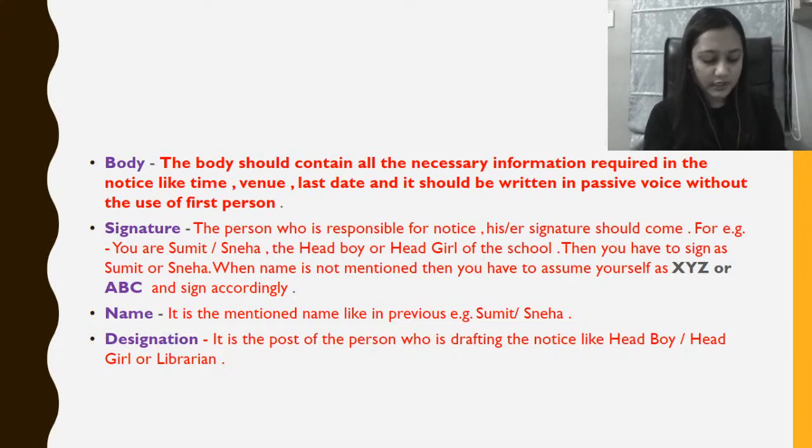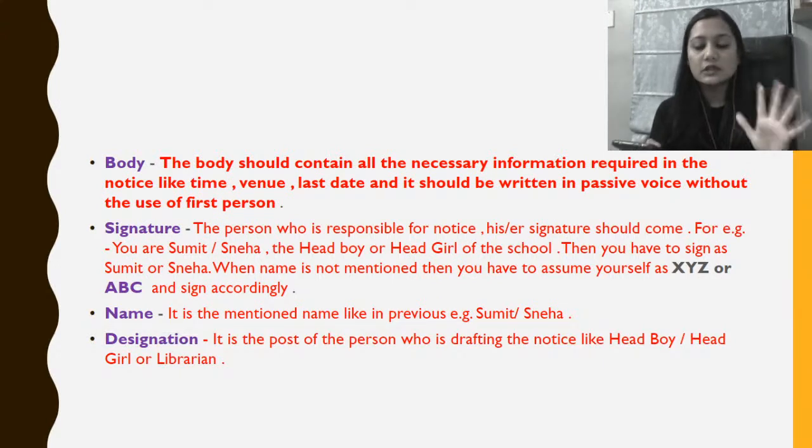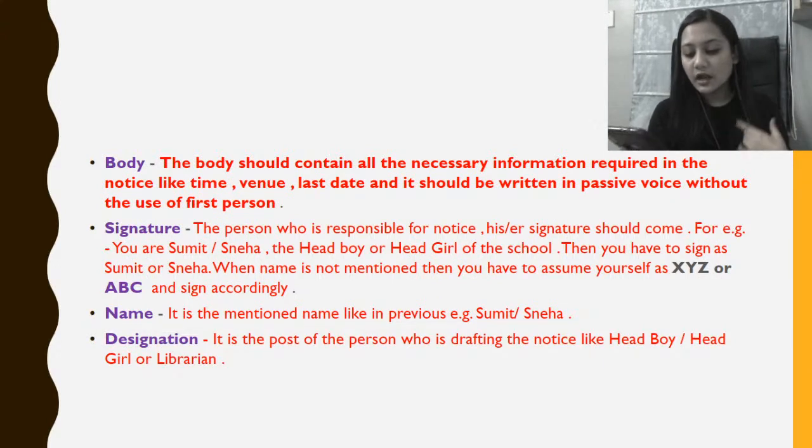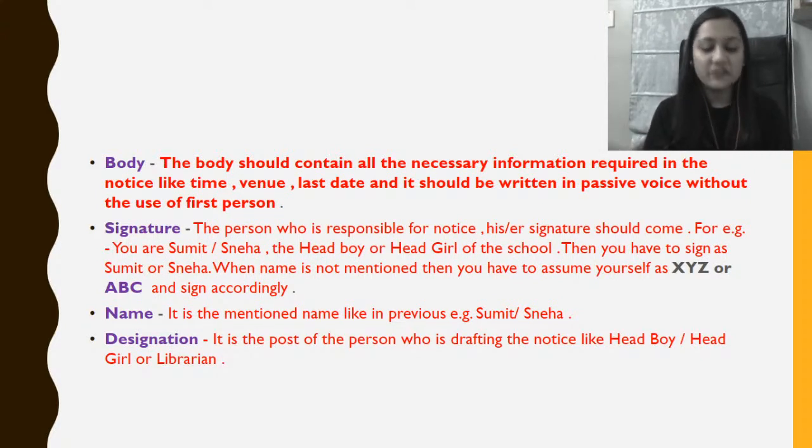Right, Himanshi, you were correct that we simply need to answer all those five W's, which are what, why, when, where, right? So we need to answer those questions. Next is, as I was telling you about the signature.